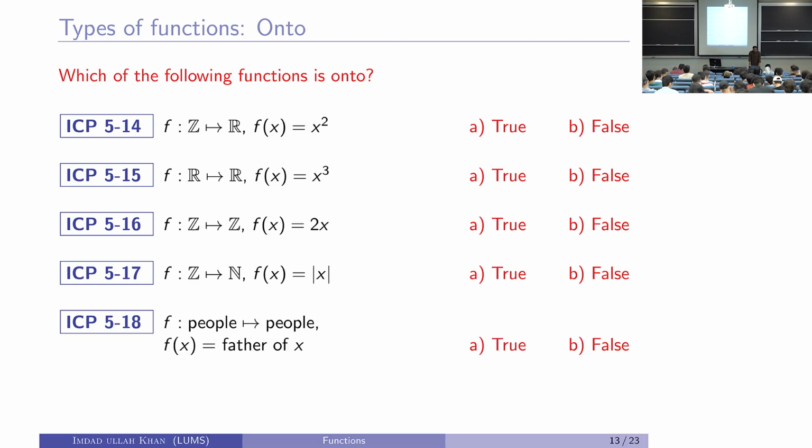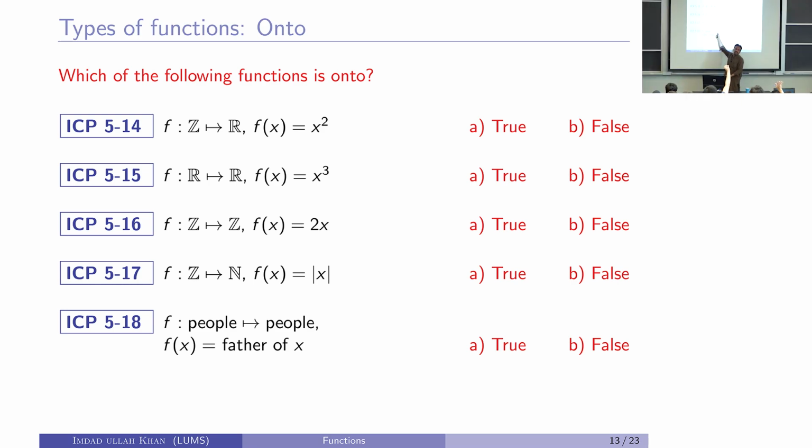Function from people to people, whatever definition of people you set, f of x is equal to father of x. What does it mean for this function to be onto? Every element in the codomain has something on the other side. Can you say when I say this function is onto?